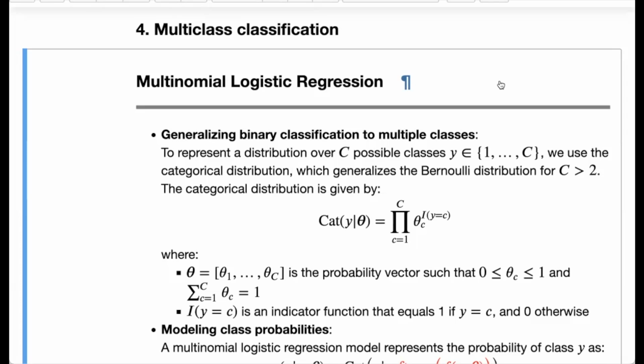Hello everyone. In this video, we discuss multi-class classification, where the goal is to generalize binary classification to multiple classes. In this case, we assume that C represents the number of classes that we have, and therefore these labels Y are from 1, 2 through C.